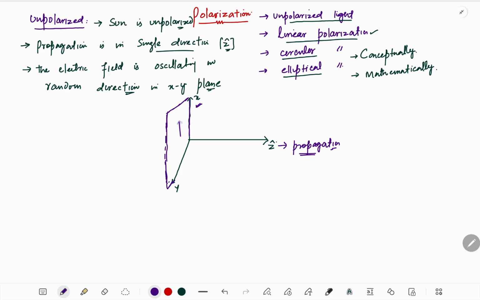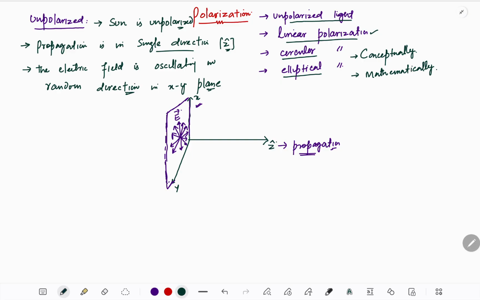Sometimes it will oscillate exactly along the x-axis, sometimes along the y-axis, sometimes it will go back, sometimes it will come down, sometimes it will go like this. So there are no preferred directions. I'm showing here the electric field component, not the magnetic field, because polarization is explained from the electric field component, not the magnetic field component.